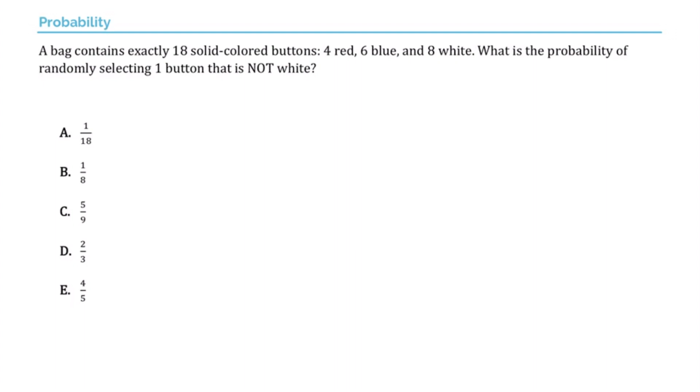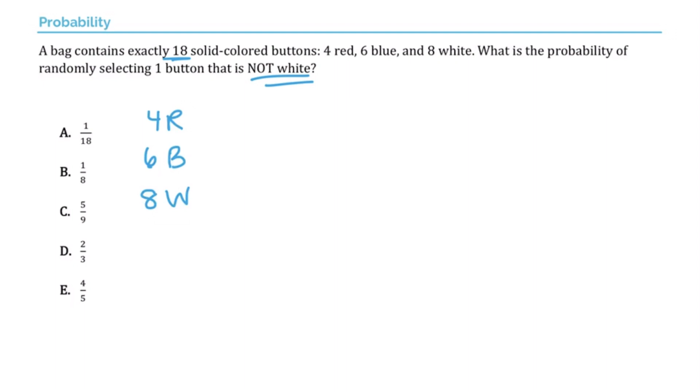That's what probability is. So let's go ahead and get started. It says a bag contains exactly 18 solid colored buttons. Notice I'm going to take notes as we read. 4 red, 6 blue, and 8 white. What is the probability of randomly selecting one button that is not white?